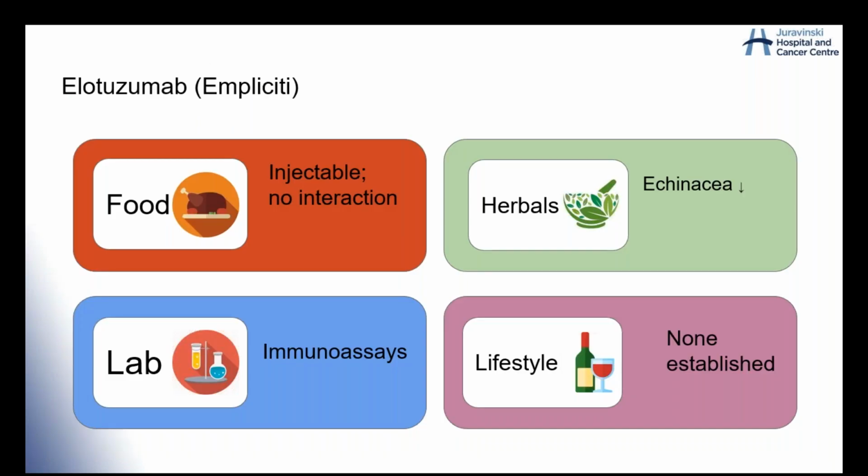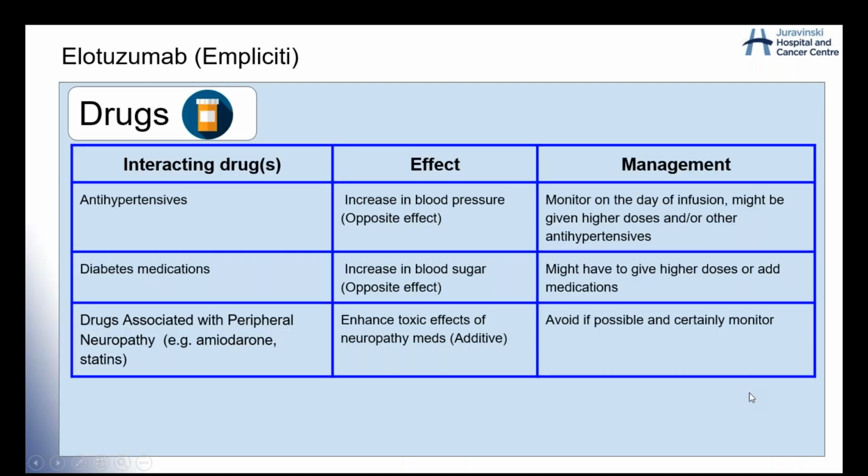with them more. Ixazomib is newer than daratumumab, not commonly used yet. Again, very similar, injectable, no interactions with food. Echinacea can interfere with its activity. It tends to affect immunoassays as well, and no lifestyle factor interactions. Tends to interact with medications for blood pressure, because in some patients it can increase blood pressure, so we monitor for that whenever you get it.